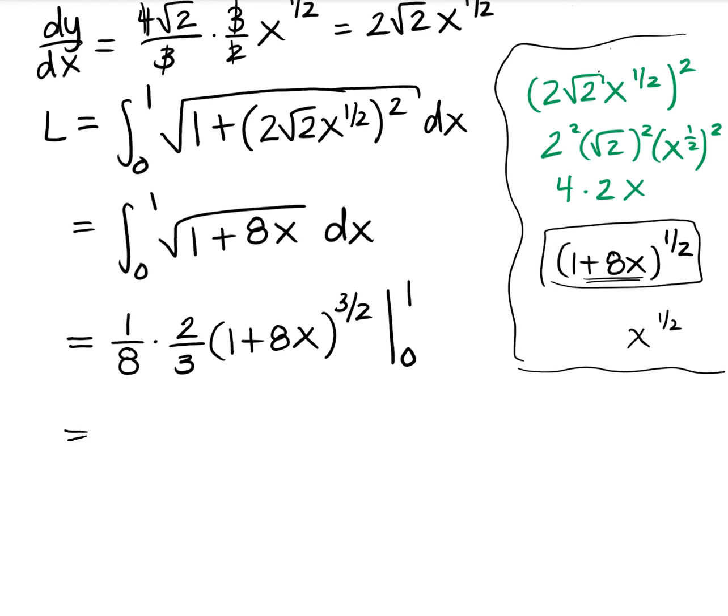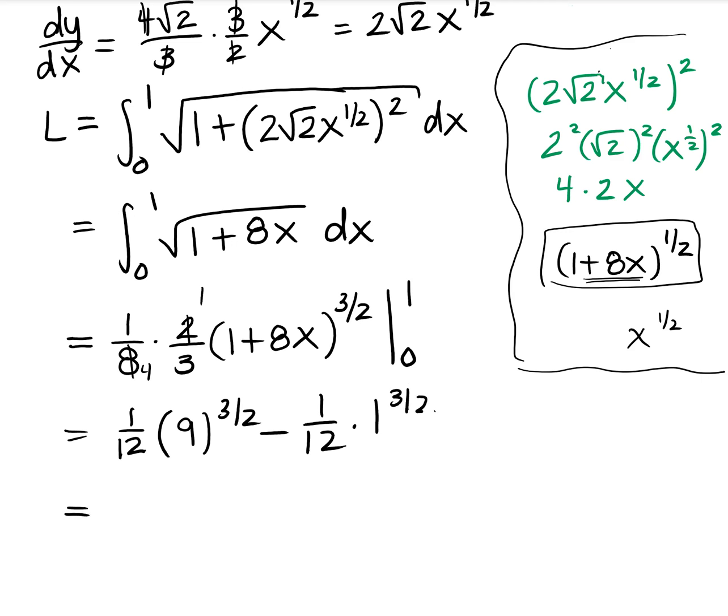So let's see what we have. So I can simplify this a little bit. That's a 1, that's a 4. So I have 1/12. And then if I put in the 1, I get 9 to the 3/2 minus 1/12, right? I want to put in the 0 because I don't get 0. I get 1 to the 3/2. So let's see what this is going to be.